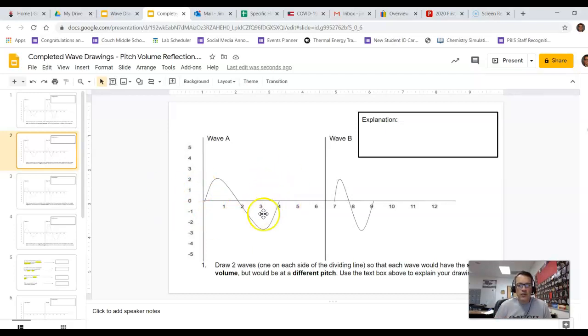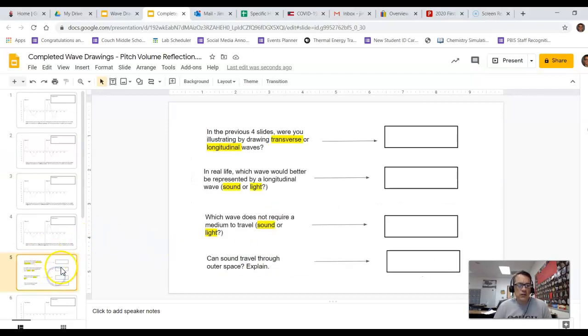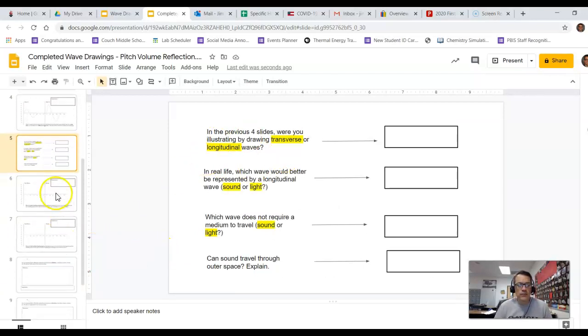So in reality, if we actually drew a sound wave that looked like this, the compressions would occur at the crest, and the rarefactions would occur when we got to the trough. So again, this is an area of really high energy. We consider this to be an area of low energy. But again, longitudinal waves are a little bit more difficult to draw than the other ones.